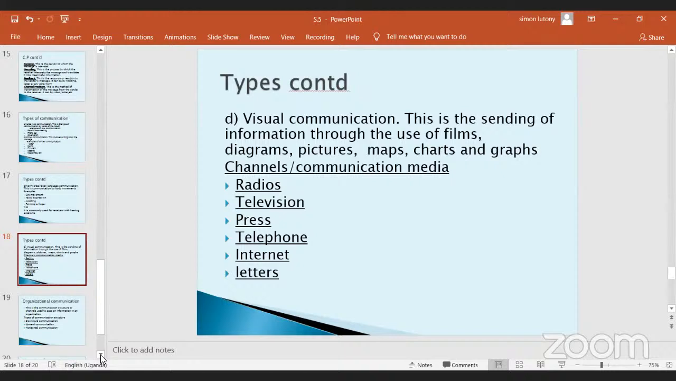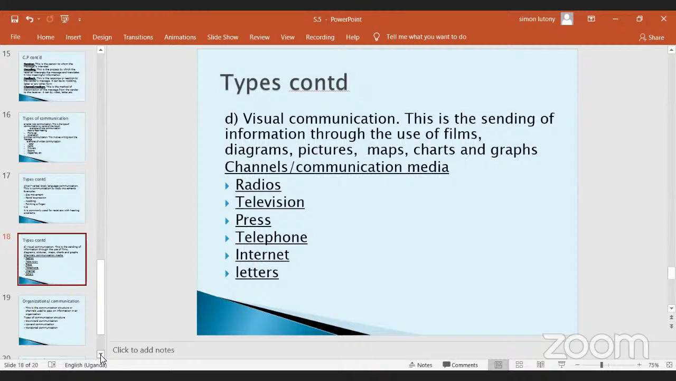Moving forward, we have what we call the channels of communication, or at times we call them the communication media. How do we pass on our information? Remember, we had our communication process, and we say that for the message to reach the receiver, there must be a channel through which information is transmitted. How will the message go up to the intended receiver? These are the ones we are referring to as the channels.